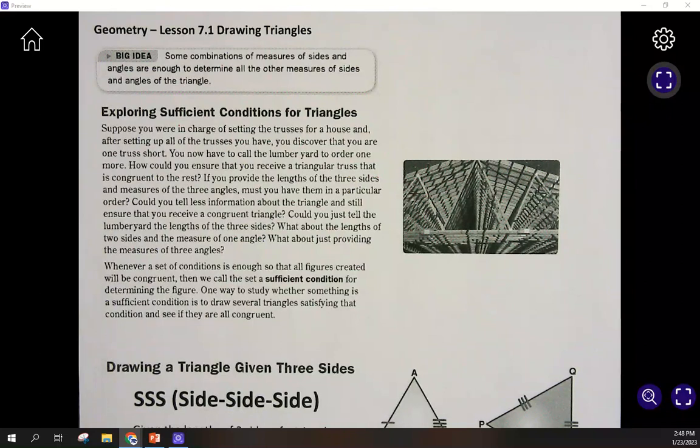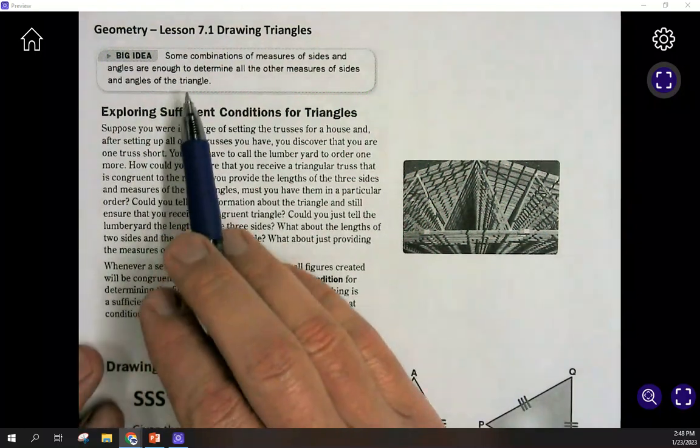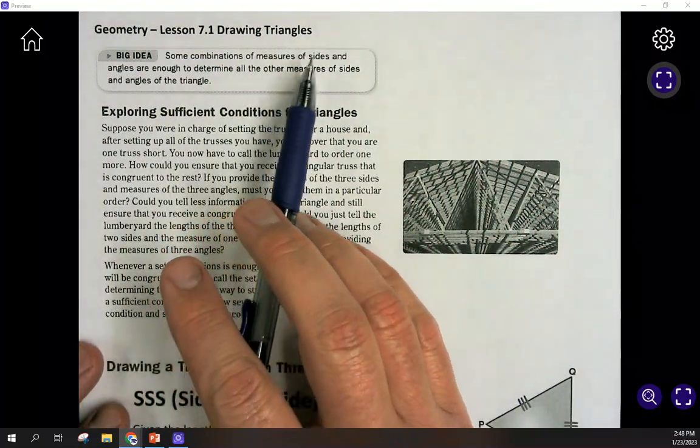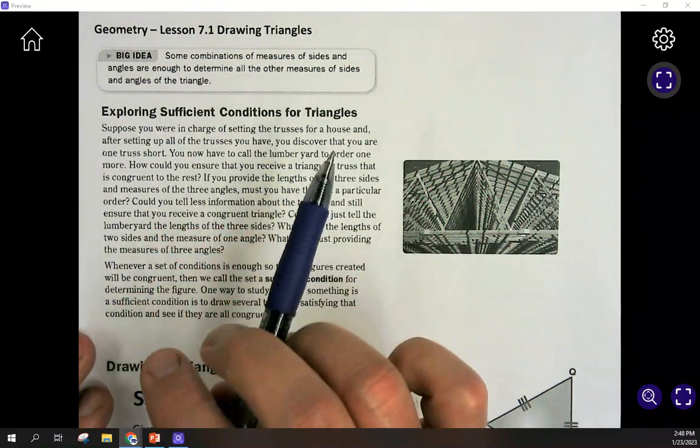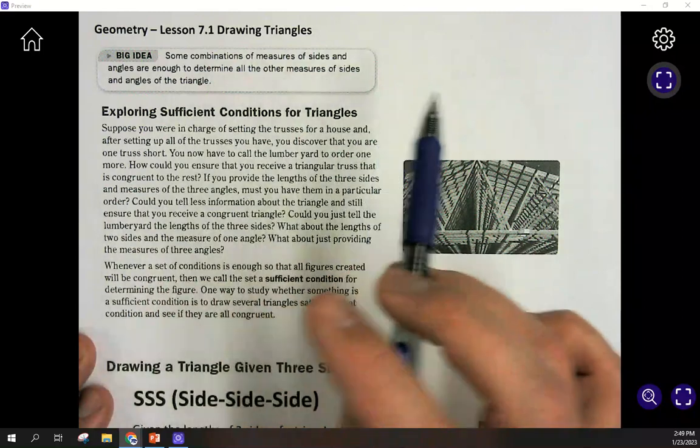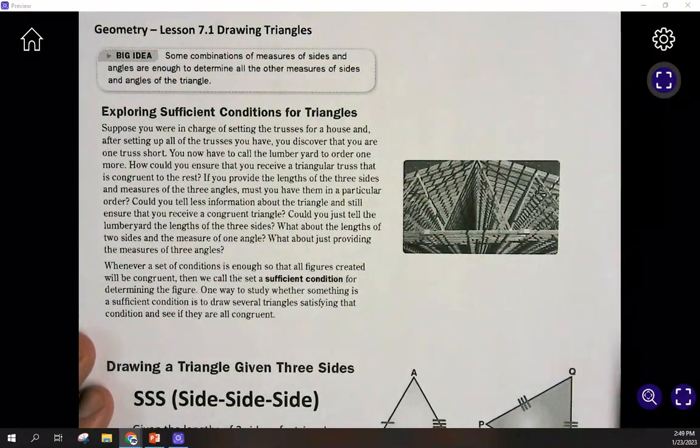So, can we draw triangles that are congruent based on different types of given information? The big idea says some combinations of measures of sides and angles are enough to determine all of the other measures of the sides and the angles of the triangle. For instance, if you have two of the angles of the triangle, we know you can find the third by subtracting those from 180. Can we do similar things with the sides or combinations of sides and angles?